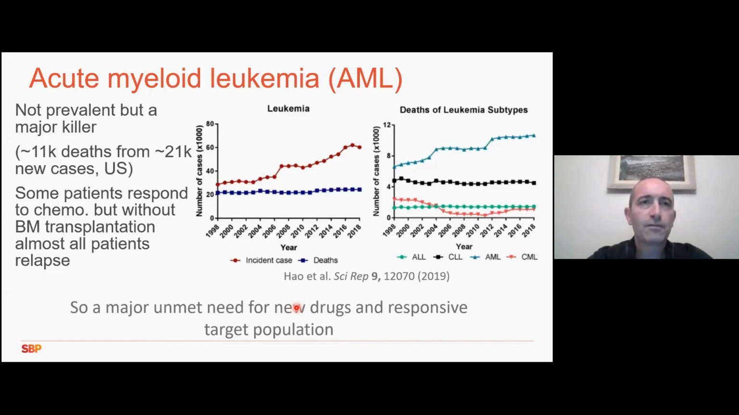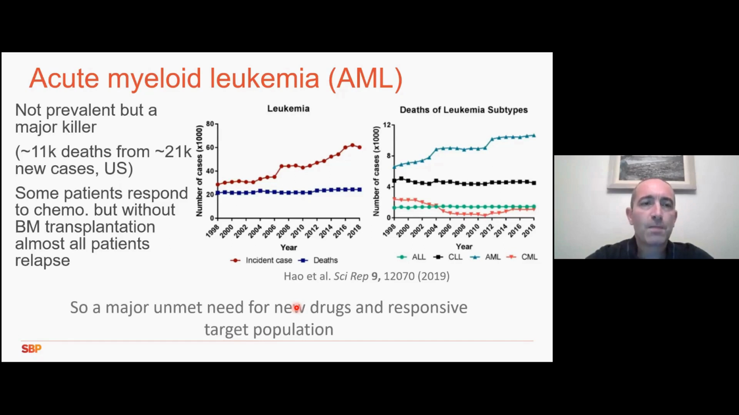So just a brief introduction to acute myeloid leukemia, which is the main focus of my presentation today. Leukemias in general are actually increasing in prevalence over the last 20 years, which is probably due to an aging population. And acute myeloid leukemia is not a very prevalent disease. There's only about 21 to 22,000 new cases a year in the United States. However, it is a major killer. More than 50% of those people will die.